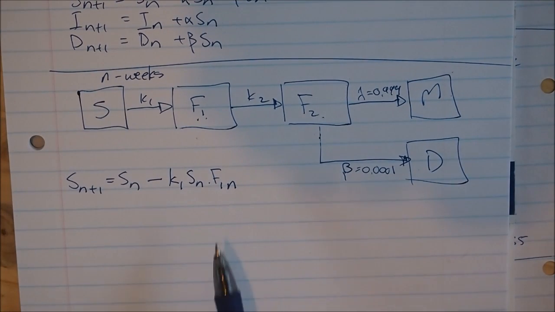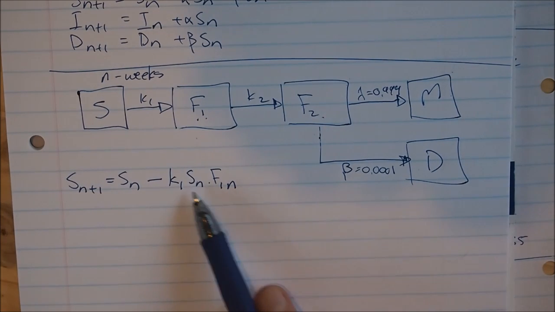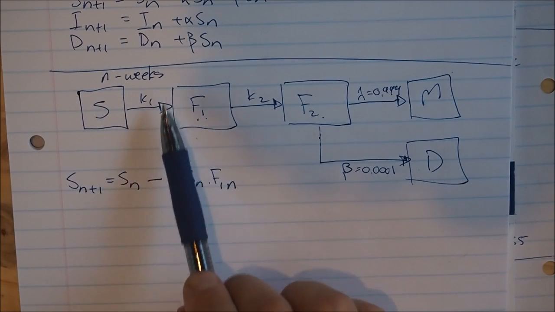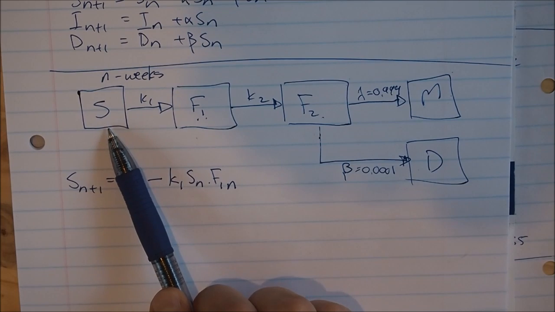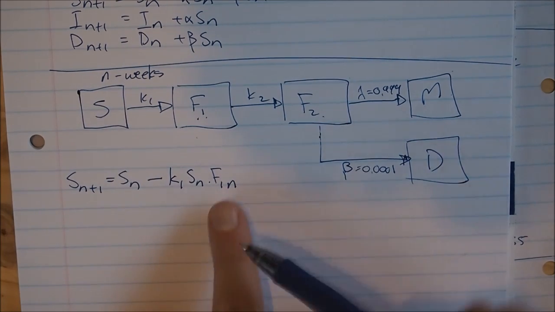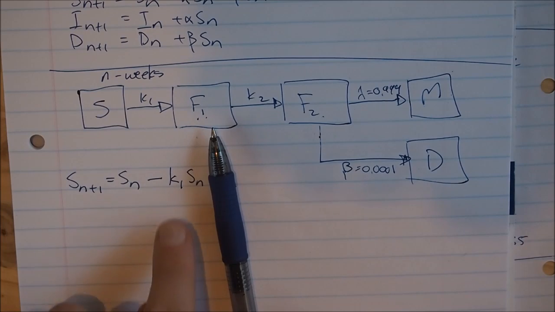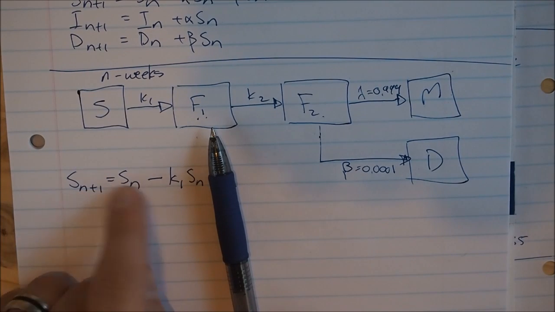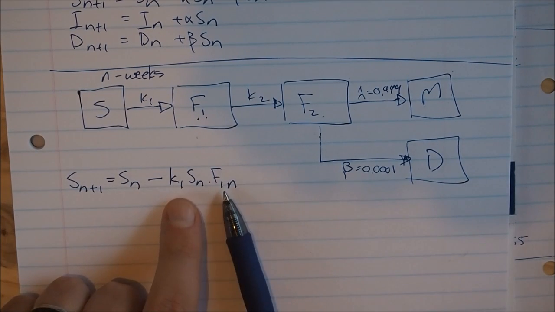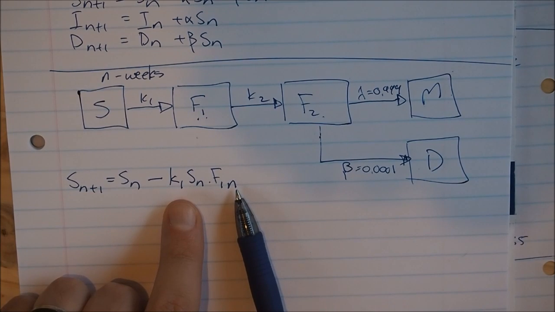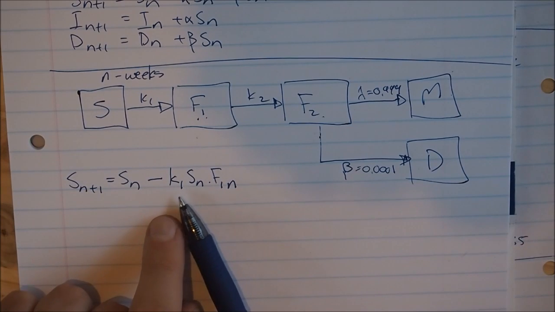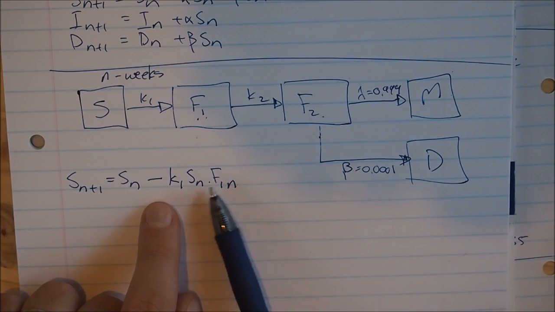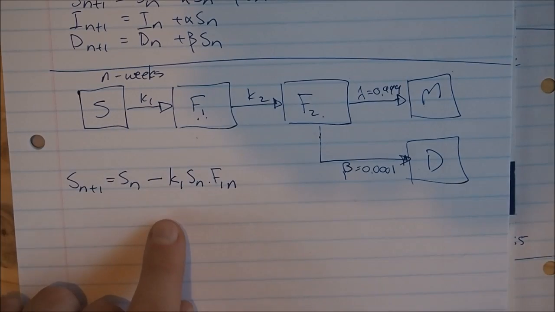So you might be asking now, why do I multiply Sn by F1n? This is to represent that there's an interaction happening here. The people that are infectious must infect the susceptible people. If there were 0 infectious people and we only had this term, it wouldn't make sense that people would still become infected. If F1n was 0, there would be no one to infect the susceptible people, and it wouldn't make sense that this term still took people out of the susceptible category.